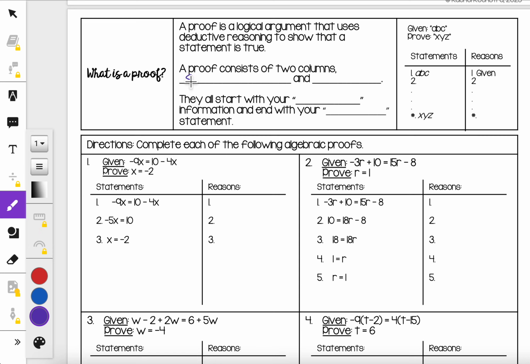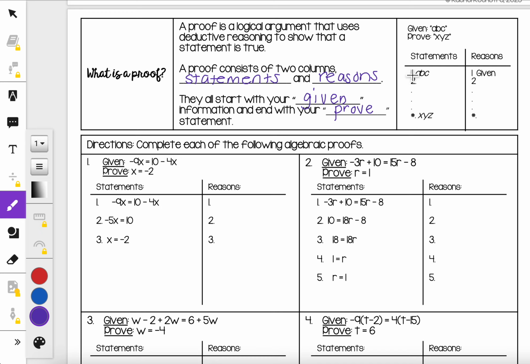We have what's called our statements, and then we have the reasons. All of your proofs are going to start with your given. You're going to be given a certain piece of information, and then they end with your proof statement. So when you get a proof, it's going to look like this. You're going to have given A, B, C, and you want to prove X, Y, Z.